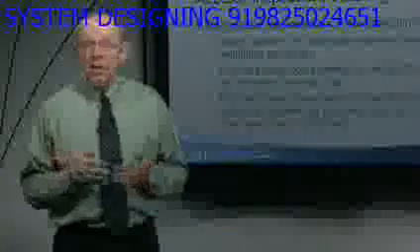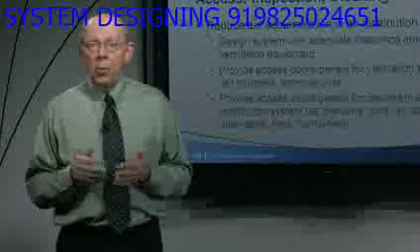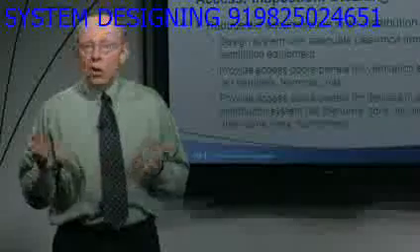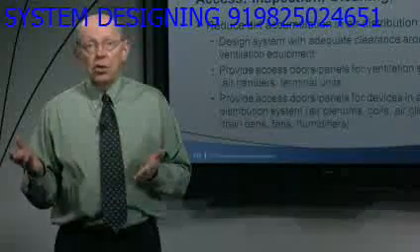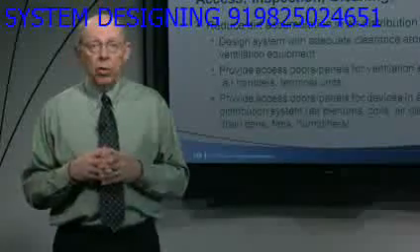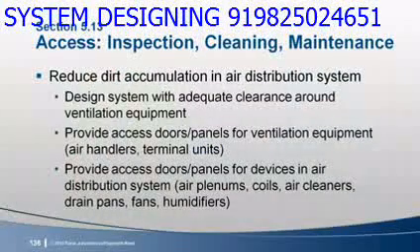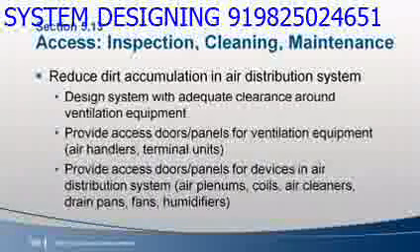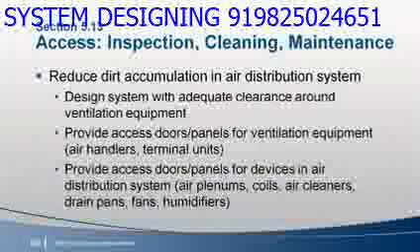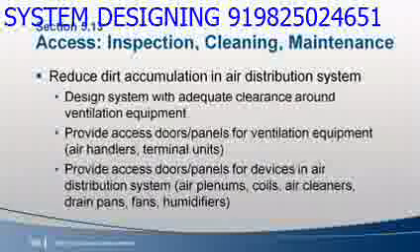Section 513 addresses access to air distribution equipment and components. Of course, dirt can accumulate in the air distribution system, and accumulated dirt can lead to odors and, in some cases, microbial growth. To ensure that it can be cleaned, inspected, and maintained, the standard requires sufficient clearance around ventilation equipment to allow access. It also requires access doors or panels to allow inspection, maintenance, and calibration of air system equipment, such as air handlers, terminal units, controllers, and sensors.